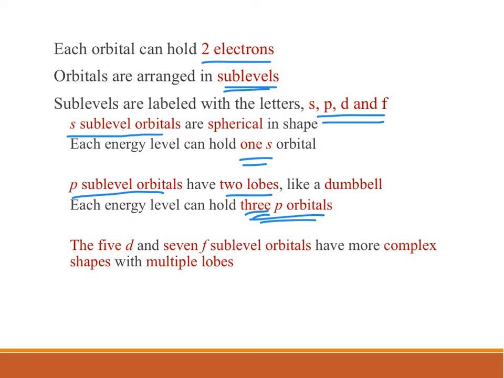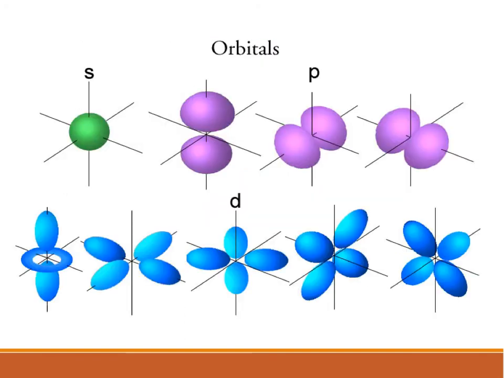Then moving on to the d's and f, we get larger and more complicated. So 5 orbitals in the d sublevel, 7 orbitals in the f sublevel, and they form much more complex shapes than spheres and dumbbells. These pictures try to give you an idea about how electrons are arranged. So we have our s orbitals in the spherical shape, our p orbitals in dumbbell shapes oriented in the x, y, z planes, because of course electrons are negatively charged particles and negative charges repel.